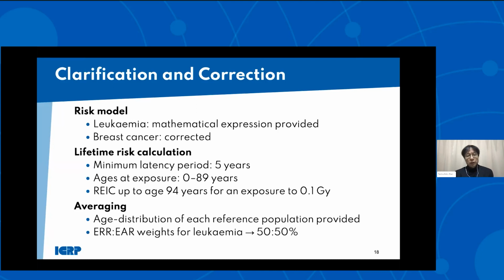And for the averaging process, the age distribution of each reference population was not provided in Publication 103, and it was provided in Publication 152. And in Publication 103, it was described that only the EAR model was used for estimating the leukemia risk. That means 100% EAR model for leukemia, but it was not correct. It should be 50% EAR estimates. It was corrected.